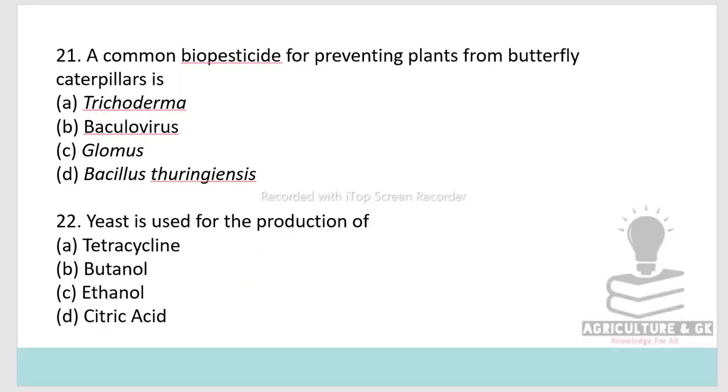Now the next question is, a common biopesticide for preventing plants from butterfly caterpillar is Trichoderma, Baculovirus, Glomus, Bacillus thuringiensis. So which one of these is used as a common biopesticide? To protect plants from the caterpillars of butterflies. So which one of these is used as a biopesticide?